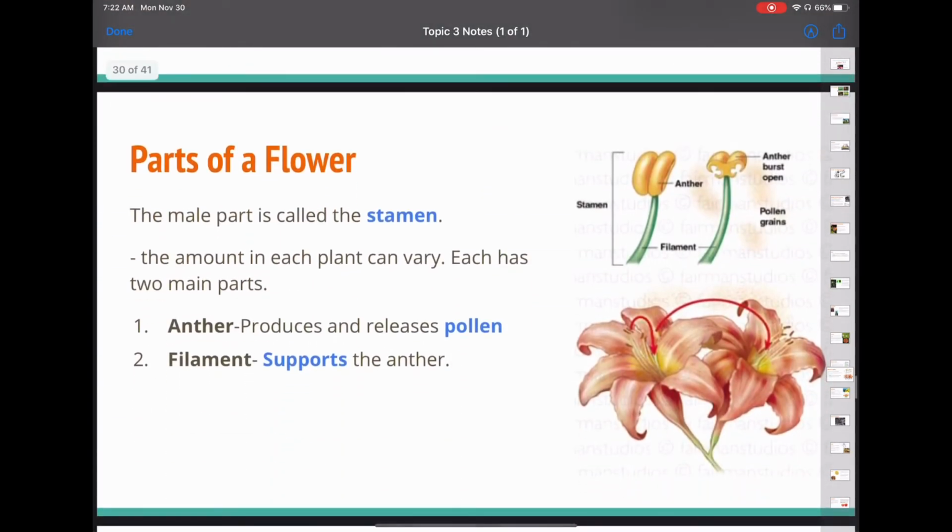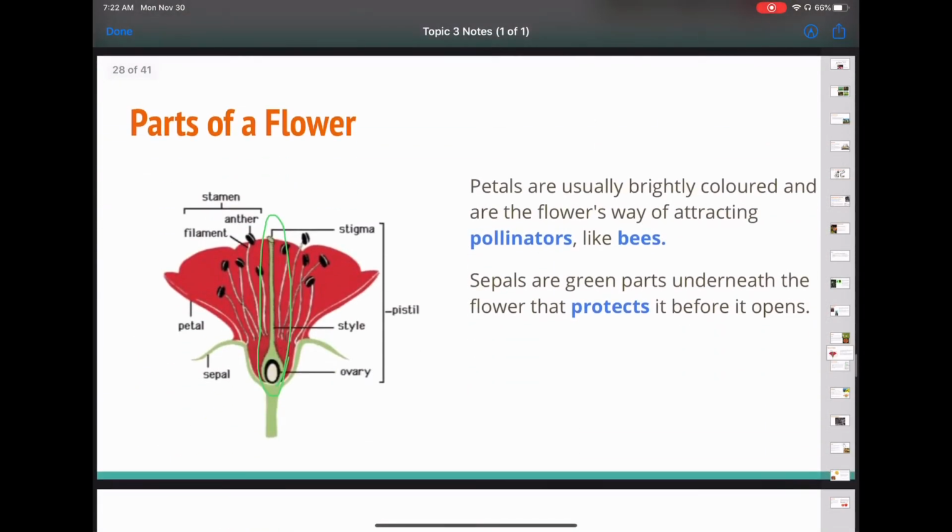Okay. Then we have the male parts of the flower. If I go back to our main diagram, I want you right now to take a look at how many things look like they're stamen, and that's a combination of an anther and a filament, versus how many things look like they're part of the pistil or the female part.